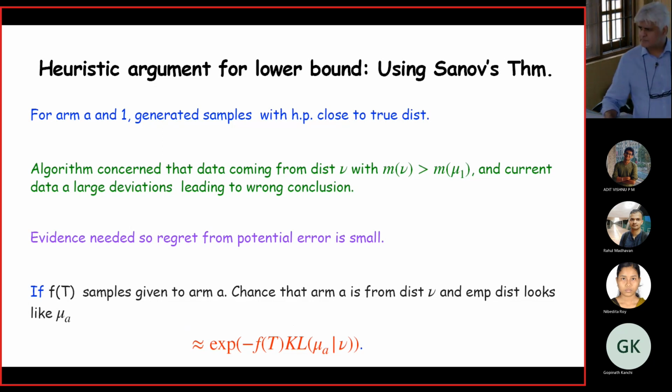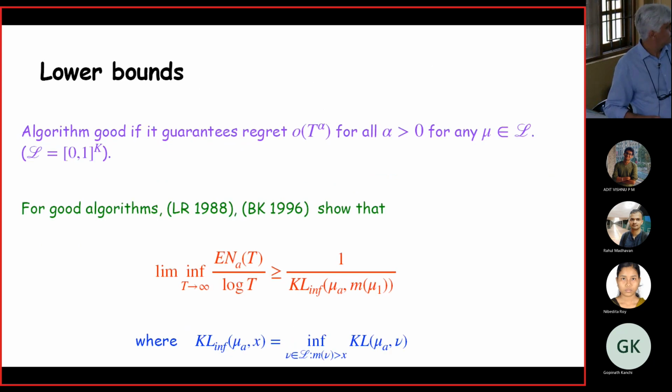Yeah? In the previous, sorry, if the infimum is over all the distributions which have mean over the minimum, what is mu A? Mu A is the distribution of arm A. What's going to happen is the data is coming from distribution A, and you want to rule out the fact that it's probably coming from some other distribution which has mean larger than m of mu1. Only then will this be suboptimal. So that's what you want to rule out. You need these many samples at least to rule this out. And this is an asymptotic result as t goes to infinity.